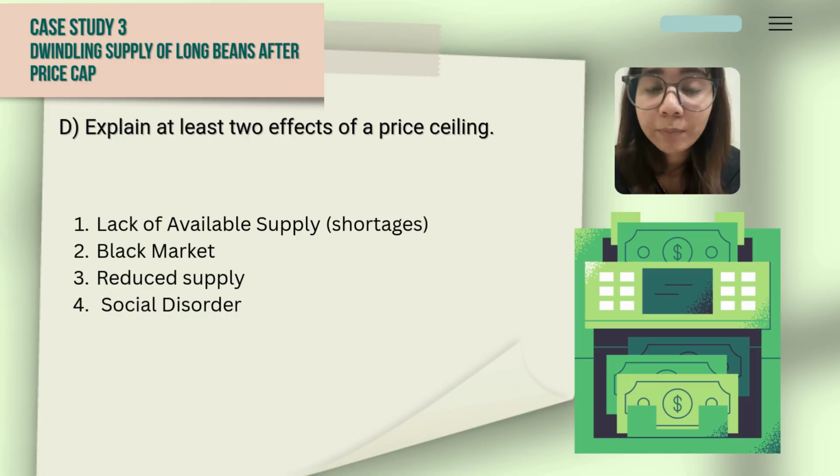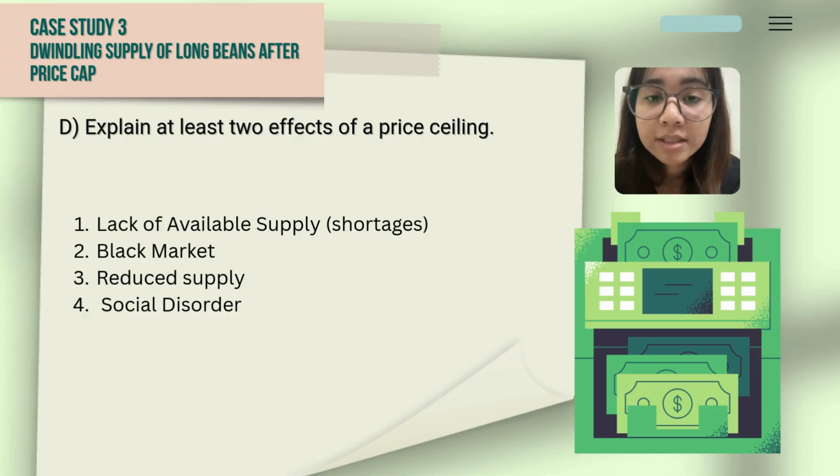When the government sets a price ceiling below the market equilibrium, it aims to keep prices affordable. But it also creates several issues in the market. First, shortages. Lower prices increase demand because more consumers want to buy long beans, while producers supply less because the profit that they earn is lesser. So this mismatch creates a shortage, so not all consumers can obtain the product.